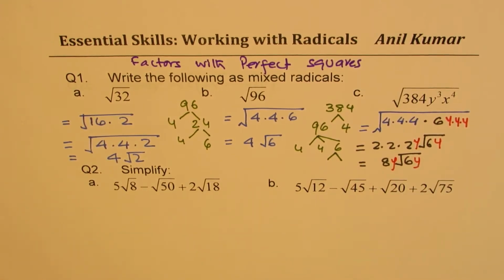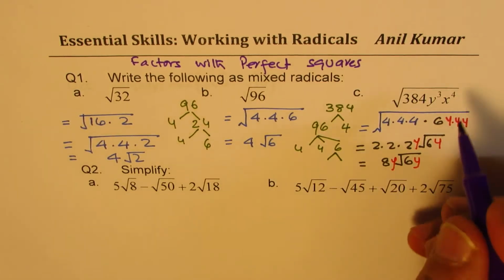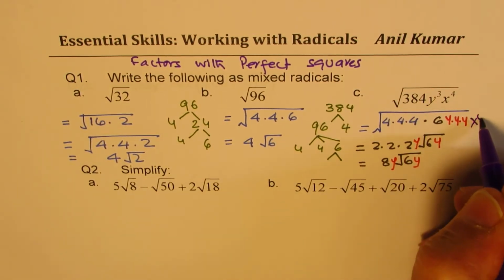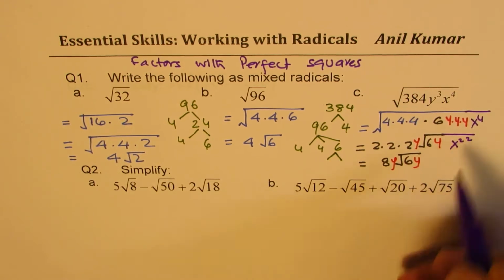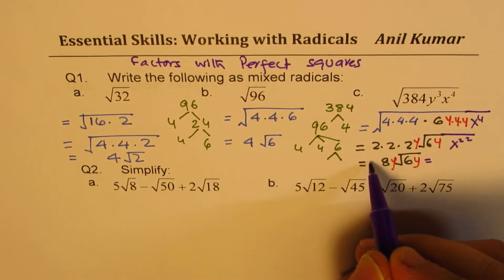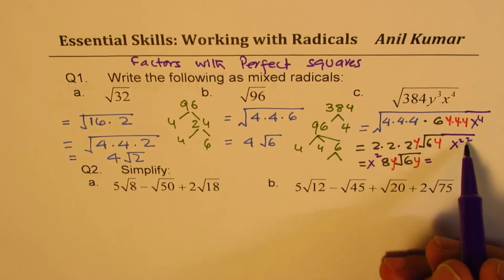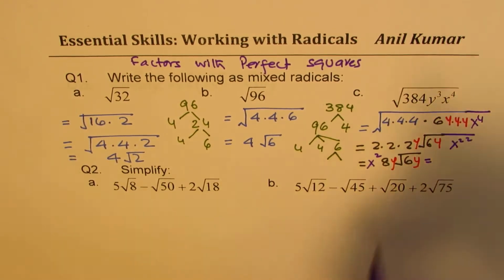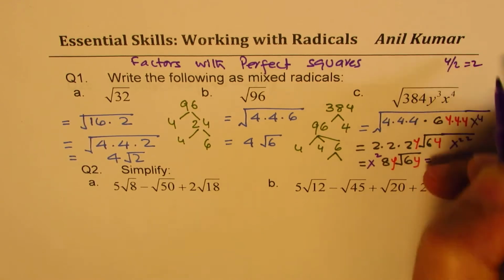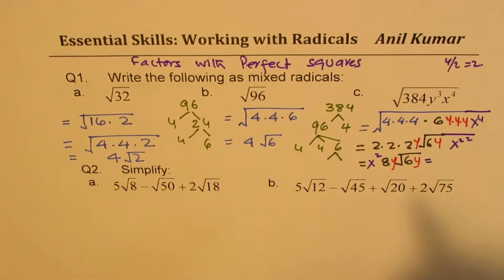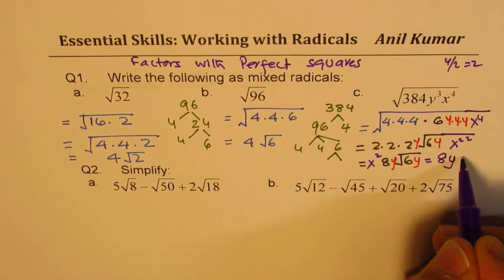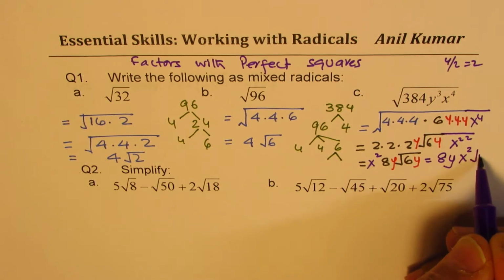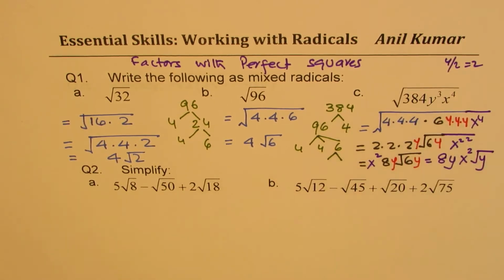Correct? Now let us look into the third term, which is x to the power of 4, right? So the x to the power of 4 is also there. So that means we have, think like this, we have square of x square. So I could take out x square outside. So let me write x square here, right? So half of 4, that means 4 divided by 2, which is 2. So that becomes the power, correct? So what we really get here is 8y x square square root of y.